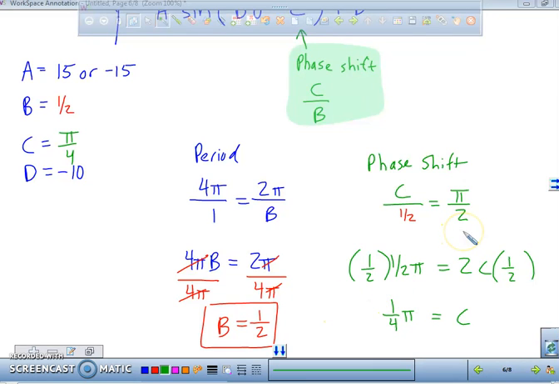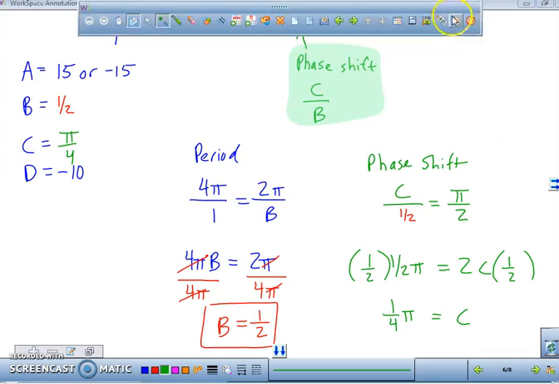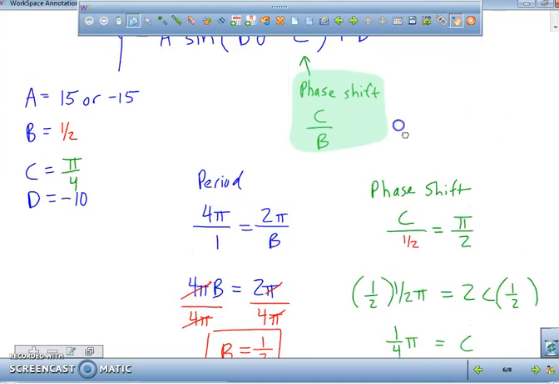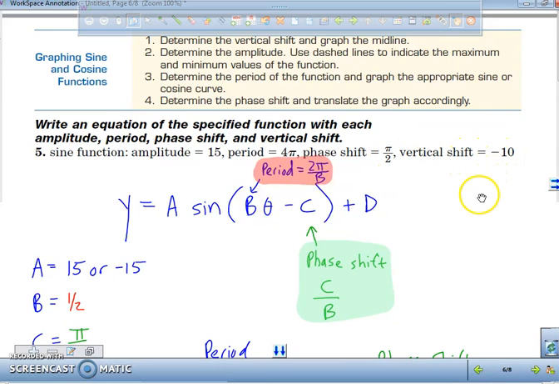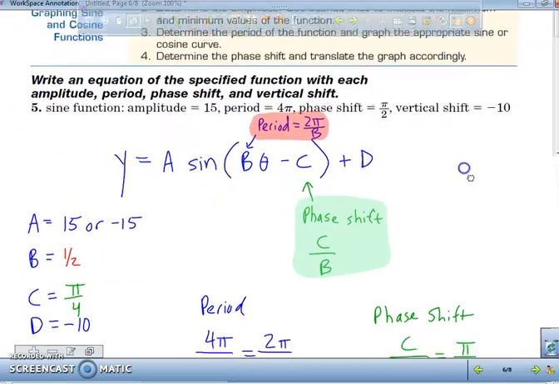Last video, we're still in chapter 6, section 5, dealing with translations of sine and cosine functions. We weren't quite able to finish our problem. We were trying to take a sine function with the amplitude of 15, a period of 4 pi, and a phase shift of pi over 2, with a vertical shift of negative 10. Don't try to say that fast 3 times, all right?